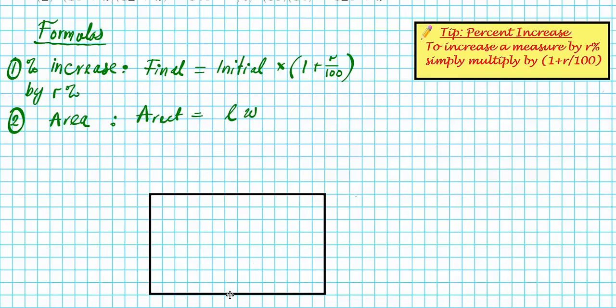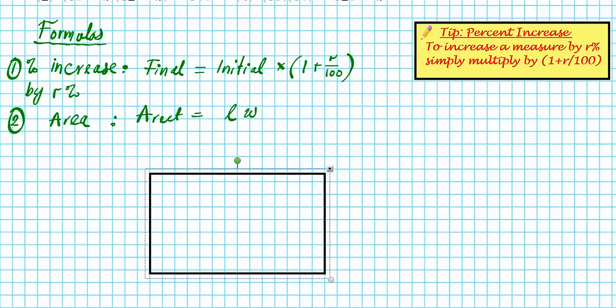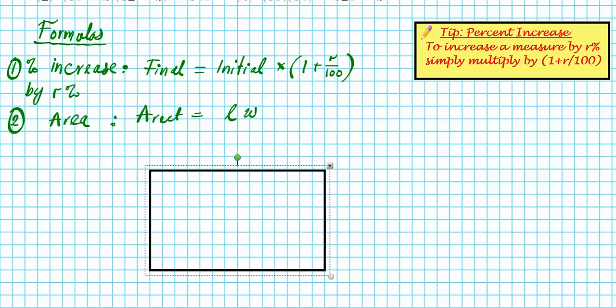So this is not drawn to scale by any means. So let's say this is the original rectangle, the original patio. The original patio, as indicated in the problem, is 10 by 12. So 12 by 10.